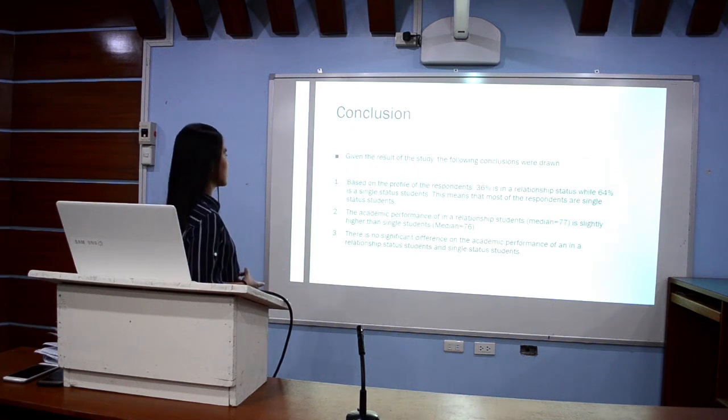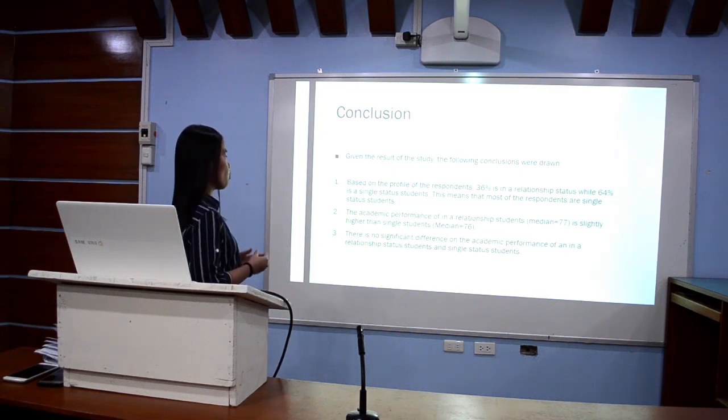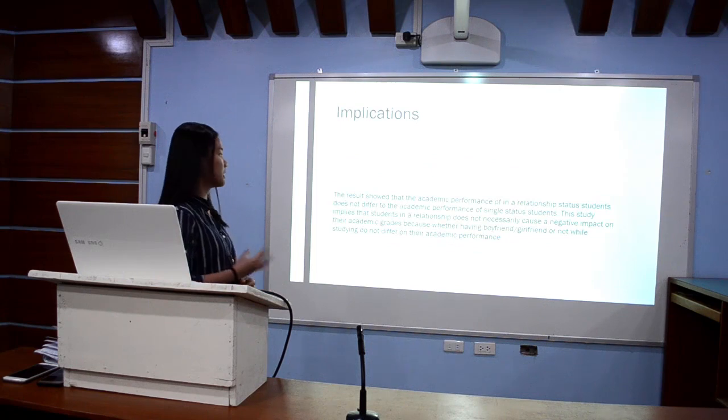So for the conclusion of the study, it answers based on the profile of the respondents. 36% of them are in a relationship status, while 64% are single status students. So basically, the population itself is mostly single status students. Second, the academic performance of in a relationship students is 77, while for the single students is 76. So basically, they differ only slightly. Lastly, there is no significant difference in the academic performance of in a relationship status students and single status students. So lastly is for the implications of the study.